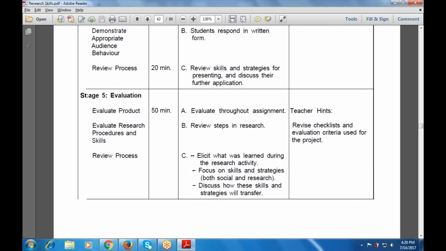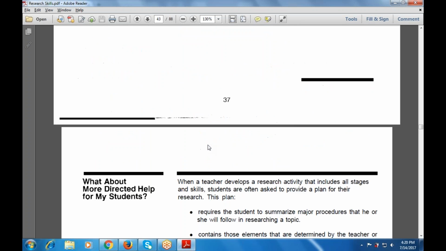Then review process, that is, elicit what was learned during the research activity, how we can focus on the skills and the strategies, both social and research, and discuss how these skills and strategies will transfer and be used. So stage number 5 is evaluation: evaluate the product, evaluate the research procedures and the skills, then review process.